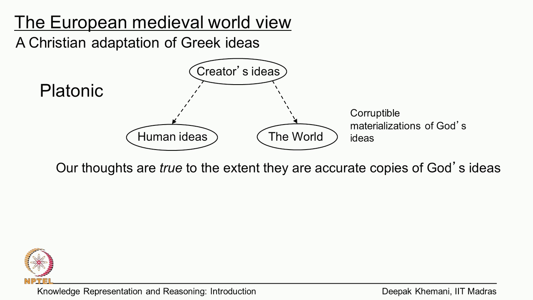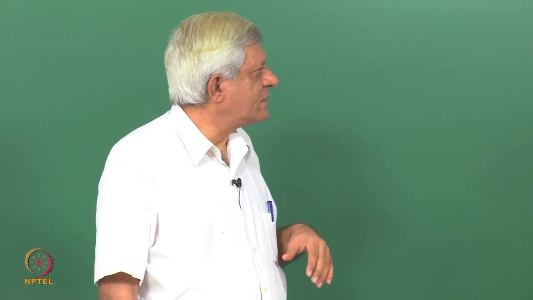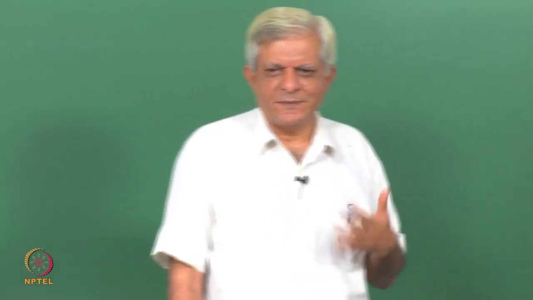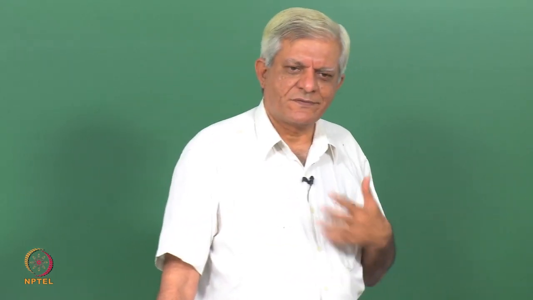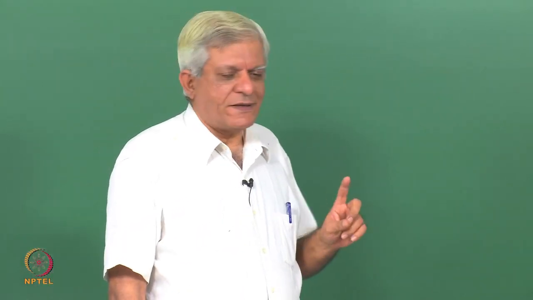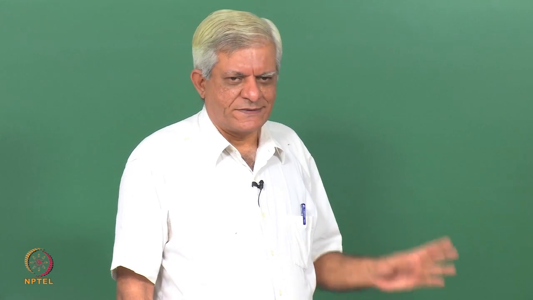So, the world is made up of corruptible materializations of God's ideas. So, if you have a chair which is perfect, then it resembles God's ideas. If it is broken, it does not resemble God's ideas. So, our thoughts are true. Our interest is in representation and reasoning. How can we talk about things that we represent and reason about as being true? They are true to the extent that they are accurate copies of God's ideas essentially.